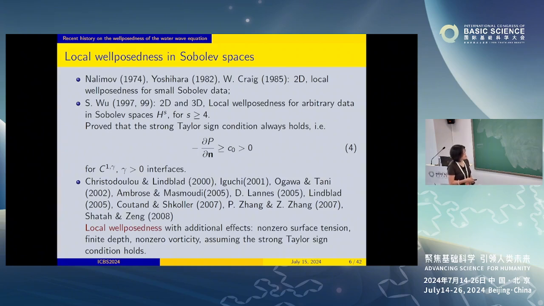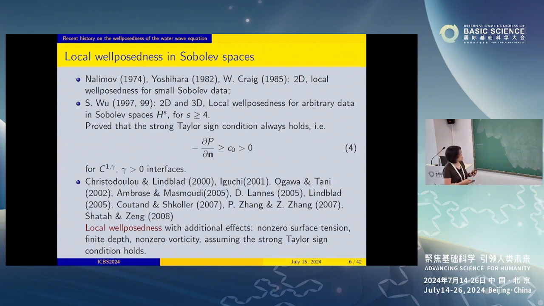And there are many developments in the local well-posedness. Now you can add a surface tension. Surface tension is a smoothing term, right? And it doesn't make matters worse. You can also have non-zero vorticity, and the vorticity is a lower order term, and that's also okay.